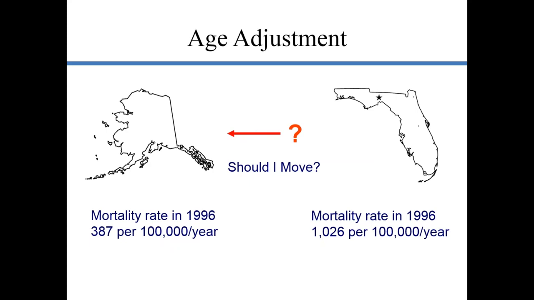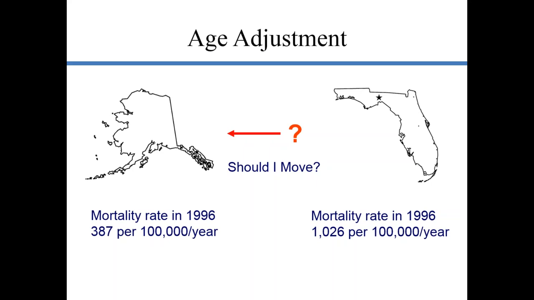Age adjustment. Since we do have different age-specific rates of disease, here's a question. Should I move from Florida to Alaska? Because the crude mortality rate in Alaska looks to be about one-third the crude mortality rate in Florida. Florida is over 1,000 per 100,000 per year, and 387 per 100,000 per year in Alaska.